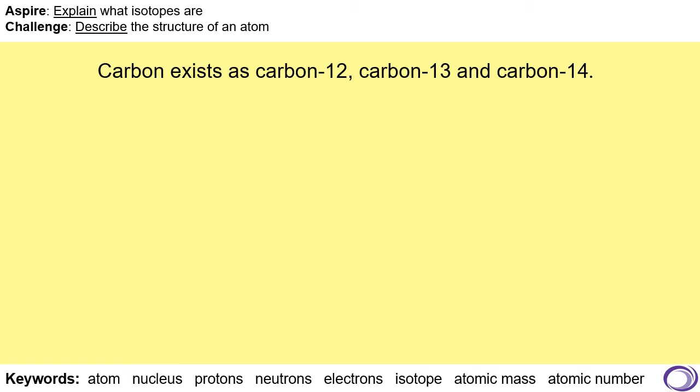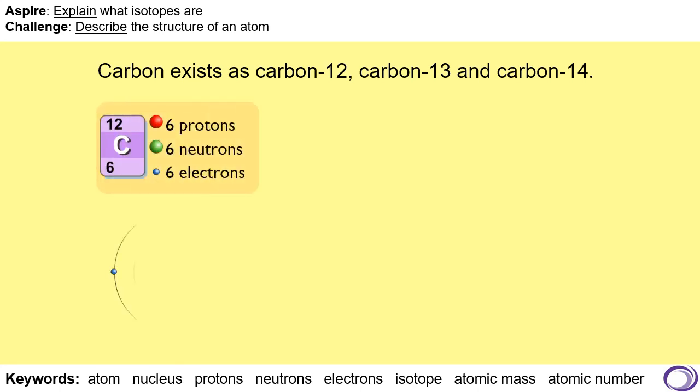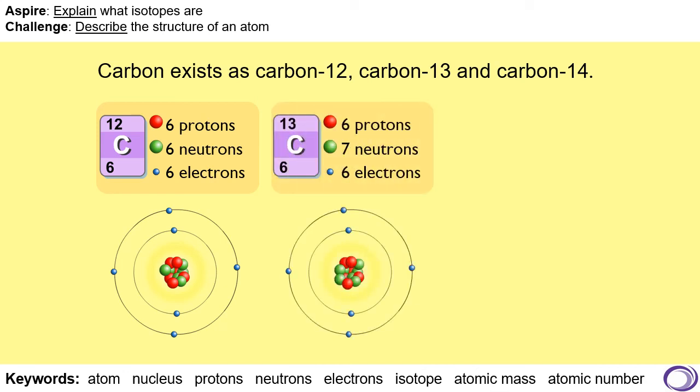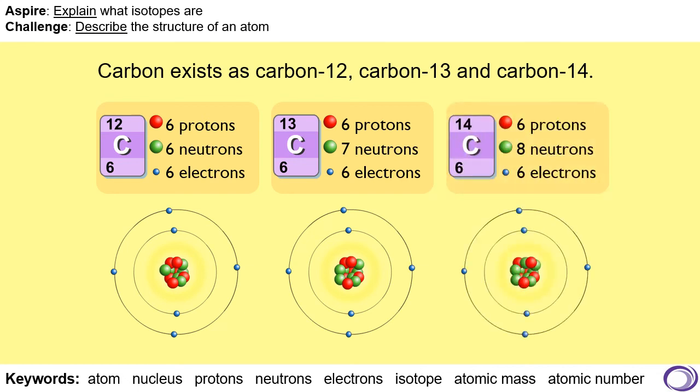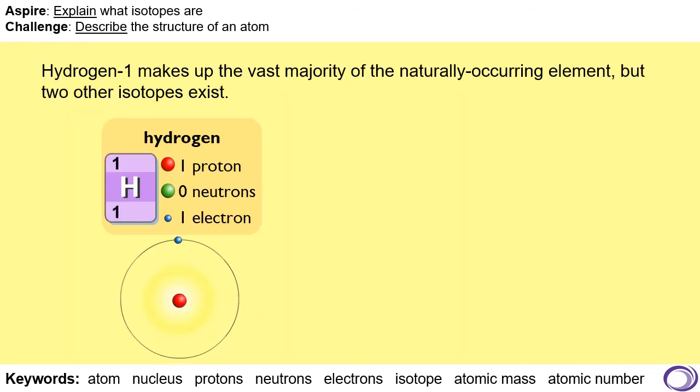So carbon exists as 3 isotopes, carbon-12, carbon-13 and carbon-14. And these numbers, 12, 13 and 14, refer to the mass number, the atomic mass of carbon. So here's the first one, carbon-12, which has got 6 protons, 6 neutrons and 6 electrons. Carbon-13 still has 6 protons because it's still carbon, but this time it has 7 neutrons because it has one more for its mass number, and it still has 6 electrons. And then carbon-14 still has 6 protons, but this time it has 8 neutrons and it still has 6 electrons.